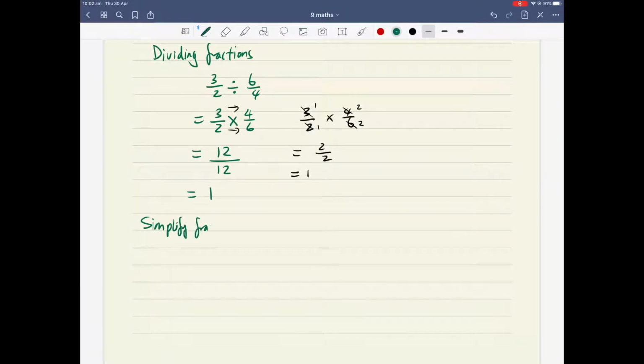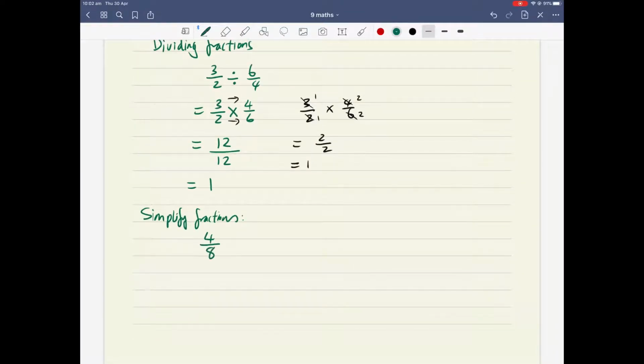And the other thing is you'll also recall simplifying fractions from year 7 and 8. Say you wanted to simplify 4 over 8, you would immediately go, well, I can divide top and bottom by 4 because they have a common factor of 4, so that my simplified fraction is a half, because that's what you normally do anyway in year 7 and 8.